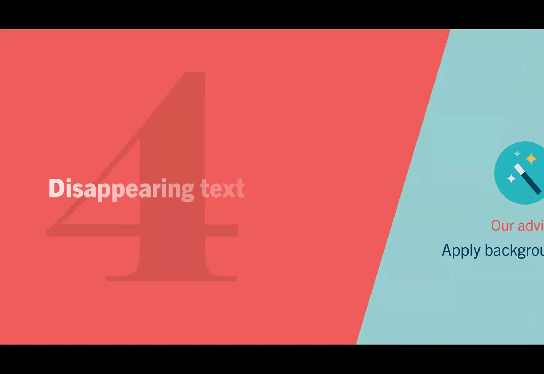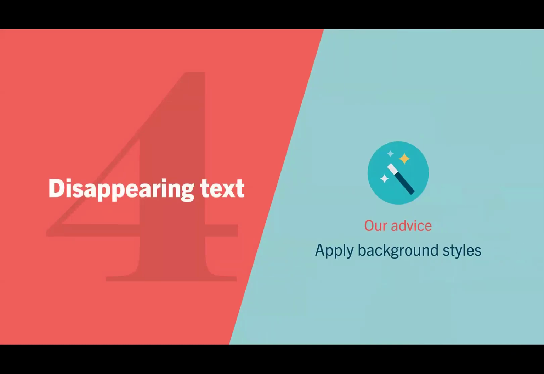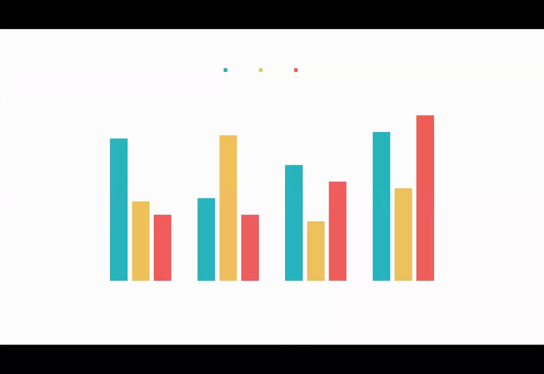Over to you, Julie. Okay, number 4, we have disappearing text. Have you ever inserted a chart on a slide and all your text labels disappeared? Or maybe the same thing happened when you inserted a text box. You start typing and you can't see any text. This can be prevented by making sure to apply the correct background style to a layout.